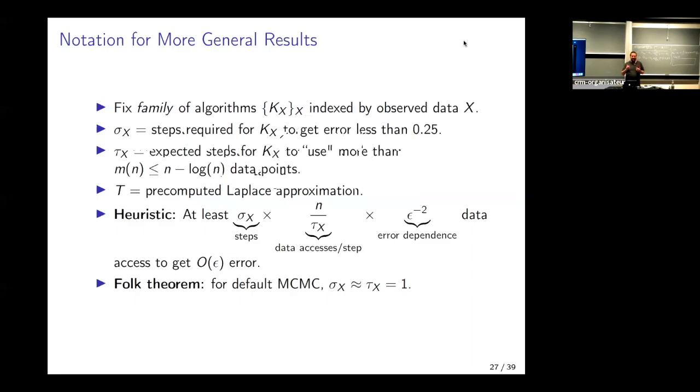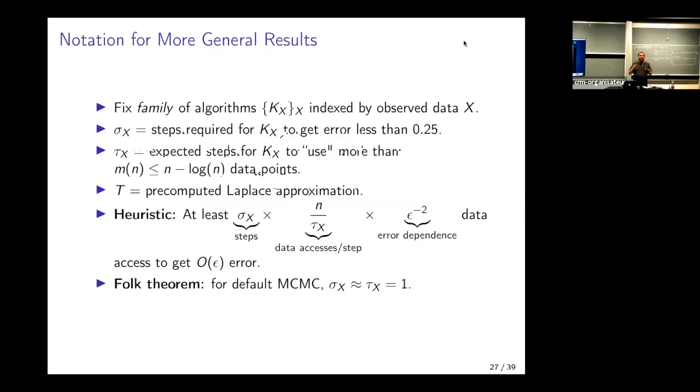Why don't I just say that tau is m over the size of d? The answer is because it turns out for most of these algorithms, including the one that Korattikara actually wrote down, you don't fix a uniform d all the time. Instead, the number of data points that you use per step changes quite a lot. Okay, so at this stage, I'm going to be a little bit more careful in my analysis and allow for variable sizes. Otherwise, the definition is, I hope, the one that's natural. And finally, I'm going to let T be this pre-computed Laplace approximation, this global surrogate using a Gaussian. And my heuristic is that the running time of this sort of algorithm is sigma, the number of steps I need to take, times n over tau.